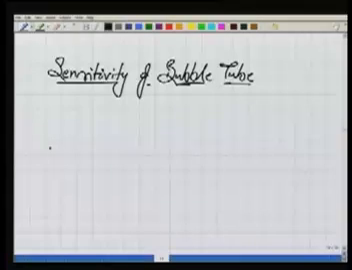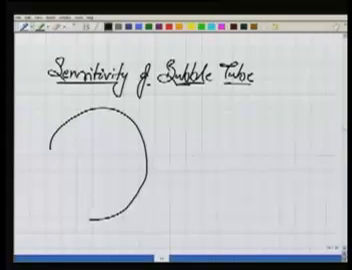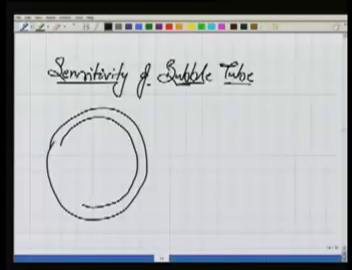Now we'll look into an aspect which we call the sensitivity of the bubble tube, because we have been using bubble tubes in all our instruments, the theodolite and level. So what is the sensitivity of a bubble tube? We will try to define that. We know what the bubble tube is. A bubble tube is made from a very large circular tube, isn't it? We can assume it to be like that.